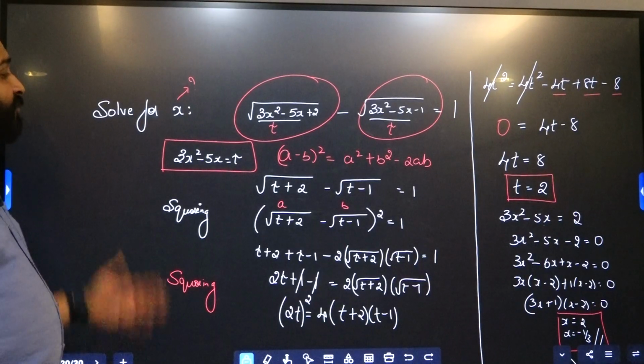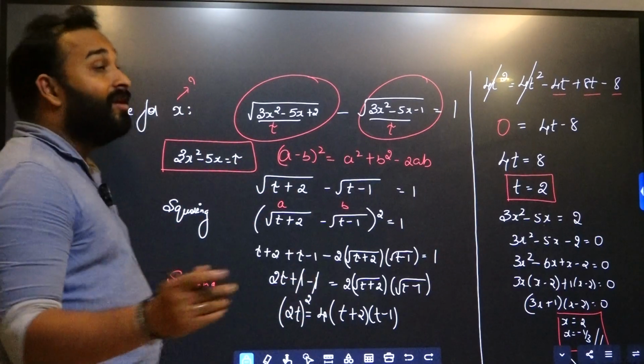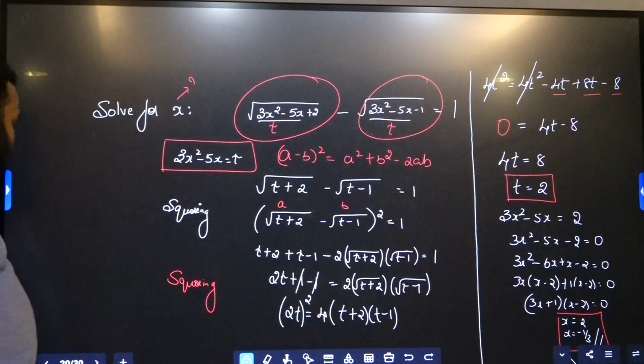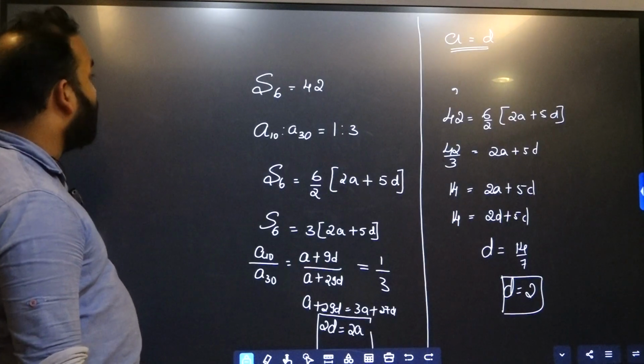Yes, in the exam, if you encounter this question, you should not hesitate to solve this. Please make a note of this and please practice this question. Again, I'm stressing important question. One more important question, okay?